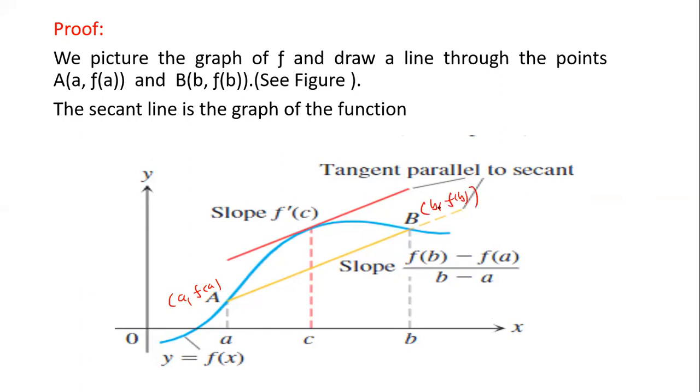There are two points. One is capital A, (a, f(a)). Another one is capital B, (b, f(b)). There are two points.